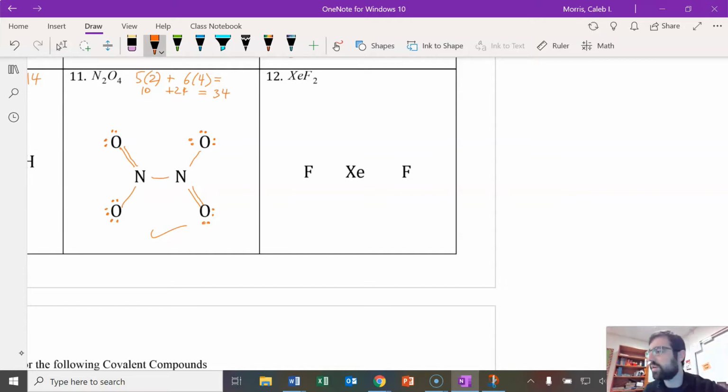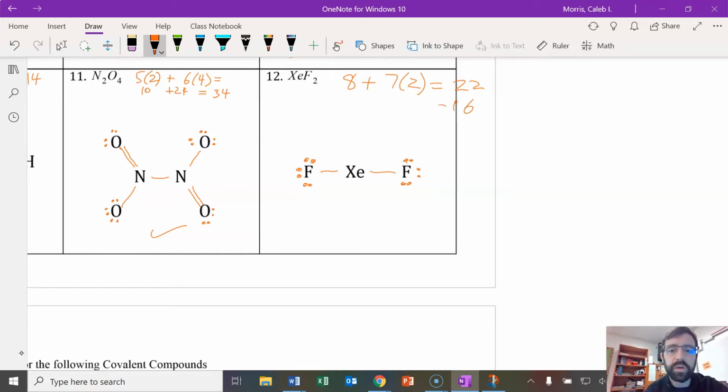XeF2. Xe is one of those noble gases. It has 8 valence electrons, so we have 8 plus, and then fluorine has 7 times 2. Okay, so we have 14 plus 8, that's 22. Okay, single bonds first, that's 2, 4, 6, 8, 10, 12, 14, 16. Okay, I've used 16 and fluorine's happy. So outsiders are happy.